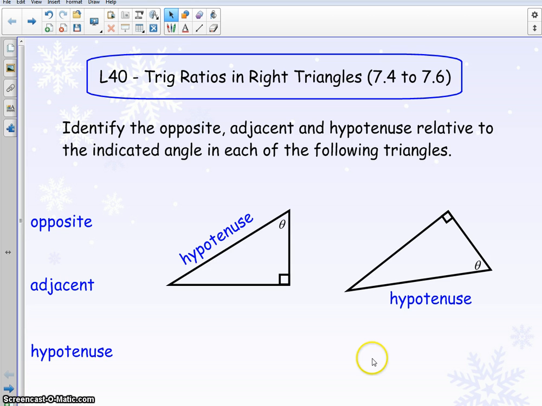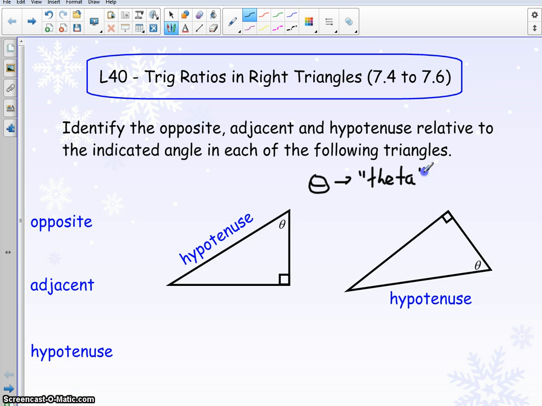So in each of these triangles, I've chosen an angle to indicate with a symbol here that you might not have seen before. It's called a theta. It's a Greek letter. So it sort of looks like a 0 with a little belt. And again, it's pronounced theta. It's just a symbol that we often use to indicate an angle in a triangle. You see that often in your textbook or further on in these notes, so you'll have to get used to using that one.